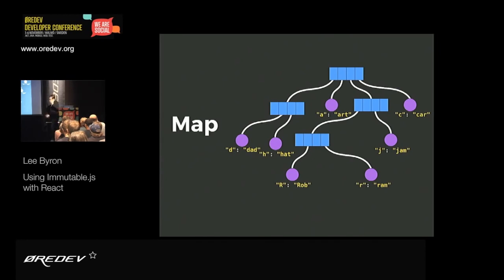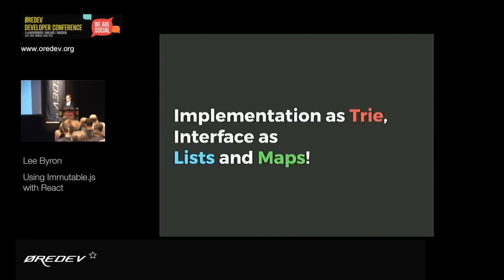So if I want to create associations between keys and values, or if I want to have lists of values, now I have 2 data structures that do that, that also have the characteristics of structural sharing to give us highly performant immutable data structures. So we have implementations as a tree, but if you use these things, you'd never know that because you only ever use the interface to use them as lists and maps.